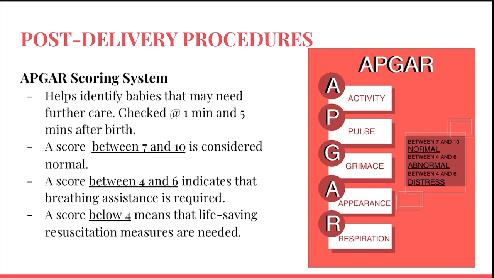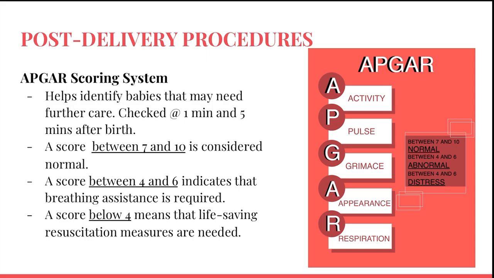So now that the baby is born, let's make sure that the baby is okay. So now we have to perform an Apgar score. It's very critical that we do this to assess whether or not the baby is improving or declining. So an Apgar scoring system helps identify babies that may need further care. It's checked at 1 minute and 5 minutes after birth.